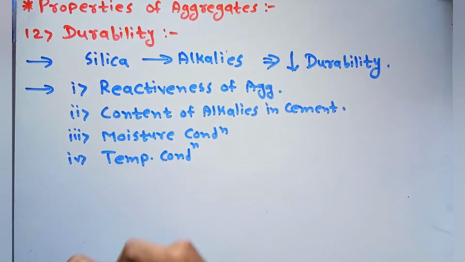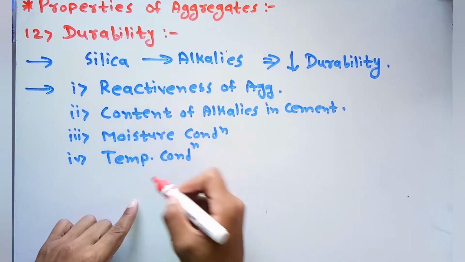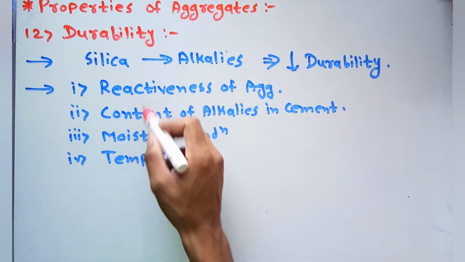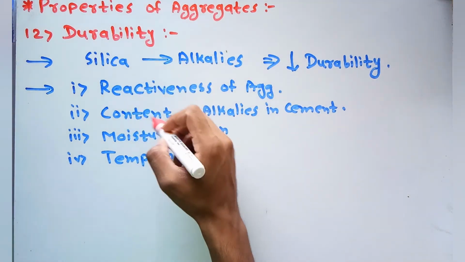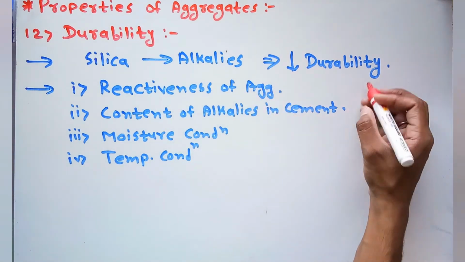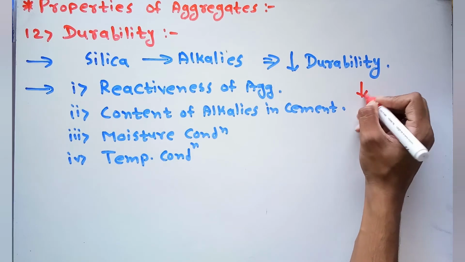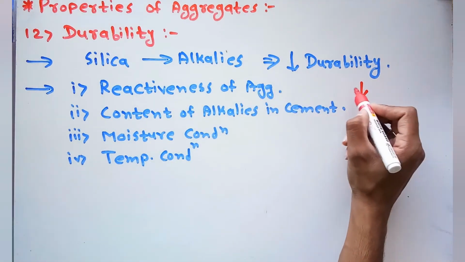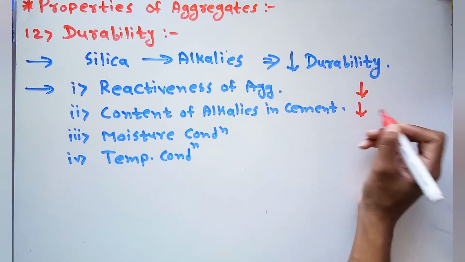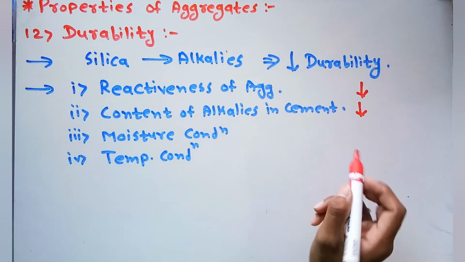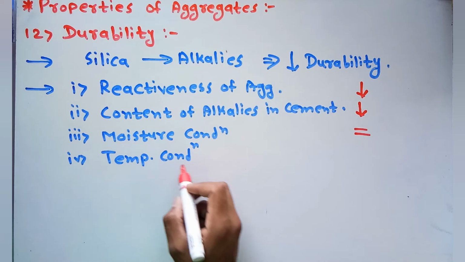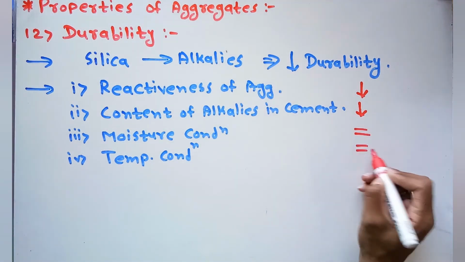Now we know that these cause low durability. Now we will see how to increase the durability, so we will deal with these four factors. To increase the durability, the reactive aggregate in our concrete mix should be in less quantity. Then the content of alkalis in cement should be as low as possible. Then the moisture condition should satisfy all the required terms. Then temperature conditions are also maintained in a controlled environment.